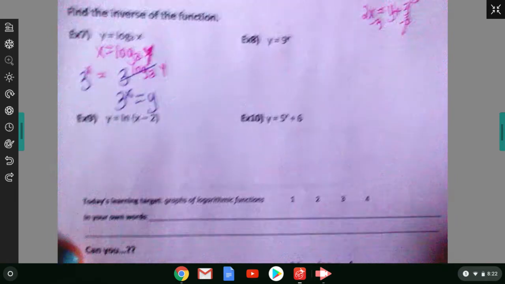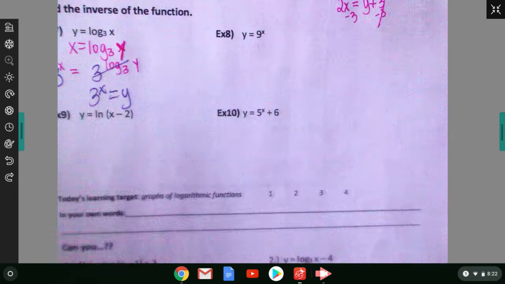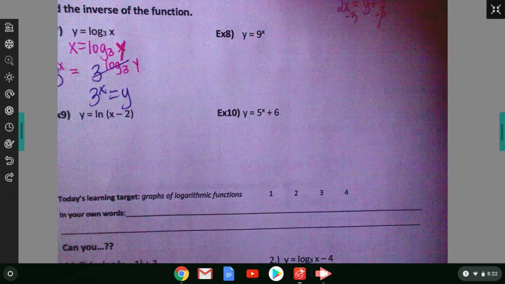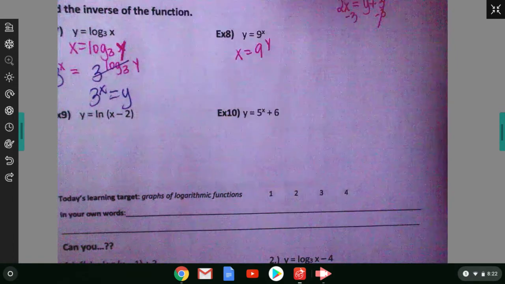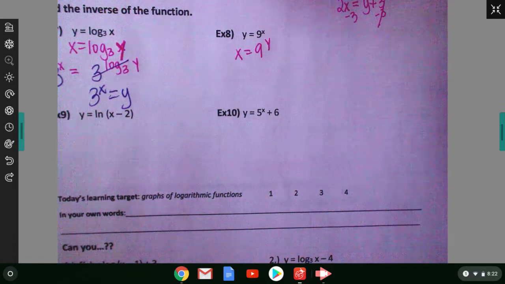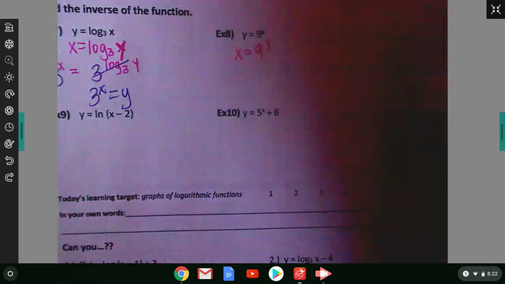All right, let's jump to number 8. This one, we want to get the x's and y's switched up first. So let's say x equals 9 to the y. And I want to get rid of that 9, so I'm going to have to do log base 9 of both sides.